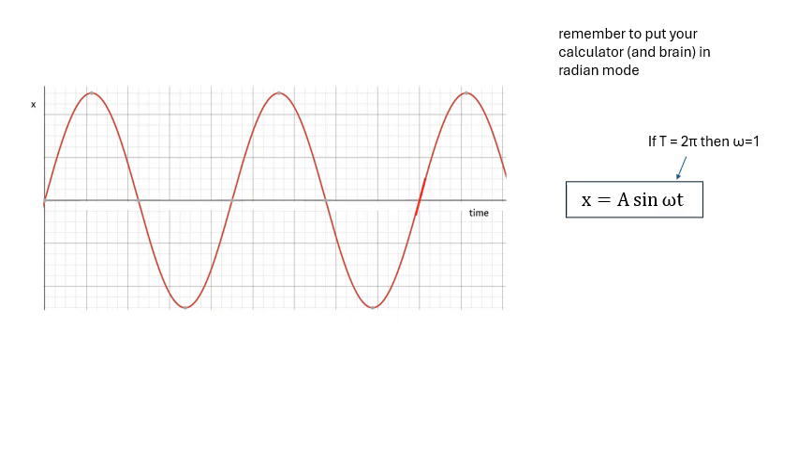A is there because if it wasn't, then the amplitude would just be 1. So we put A in the equation. Omega is there to adjust for the period. With omega there, which is 2 pi over T, the equation is changed for any period, not just a period of 2 pi. So x equals A sin omega t.